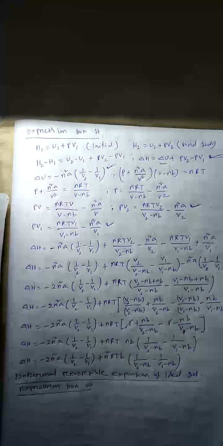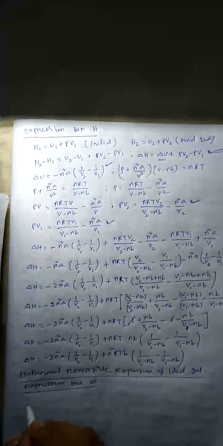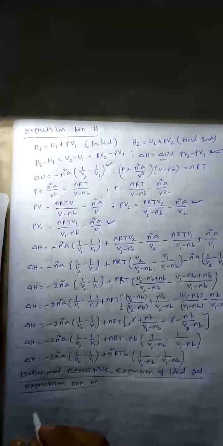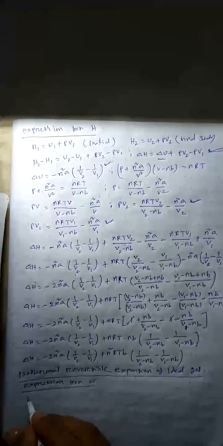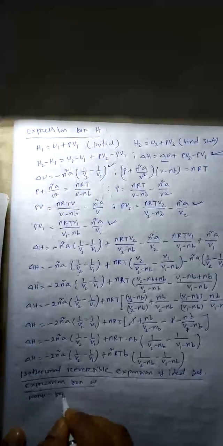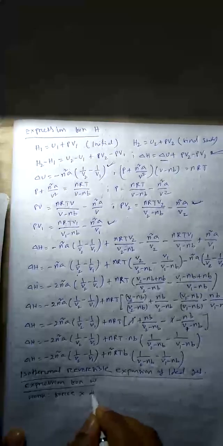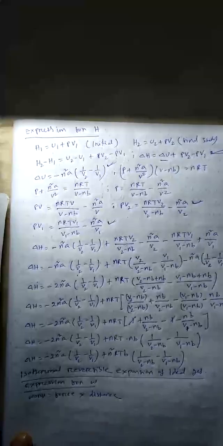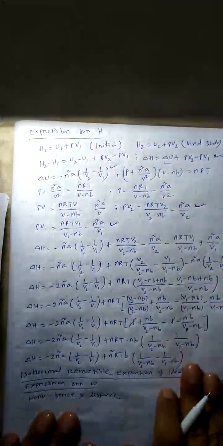Now start: expression for W. Expression for W means work done. Work is equal to force into distance. We know that work is equal to force into distance. This is the work done. We have to calculate. That means suppose this is my notebook.